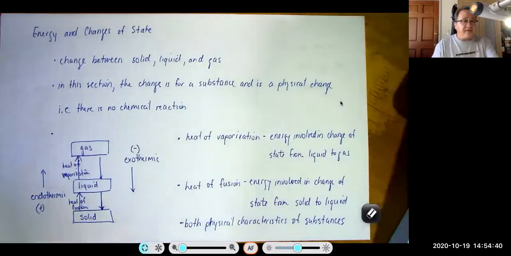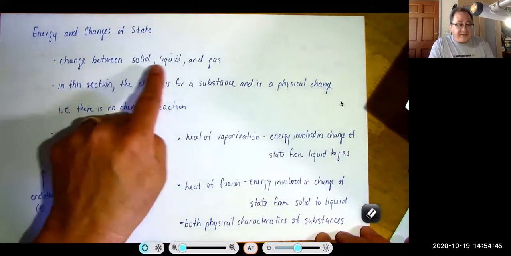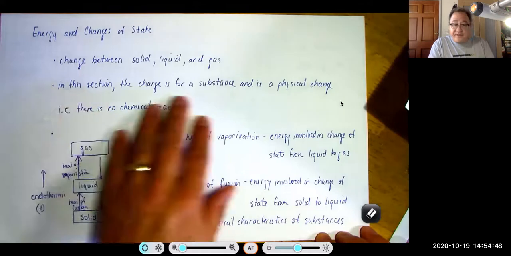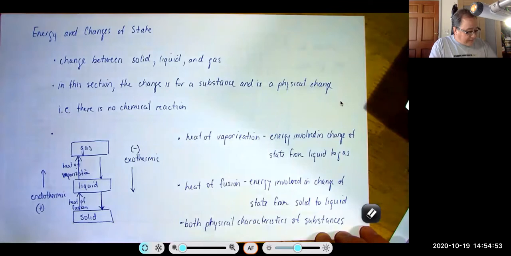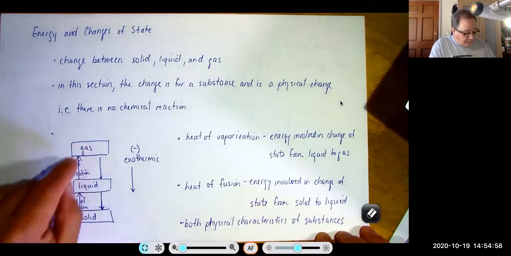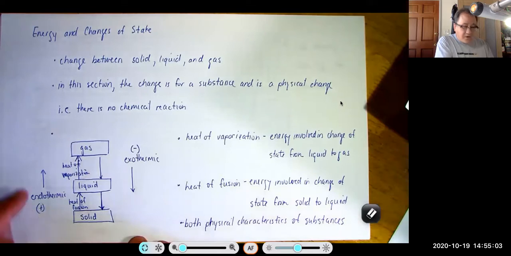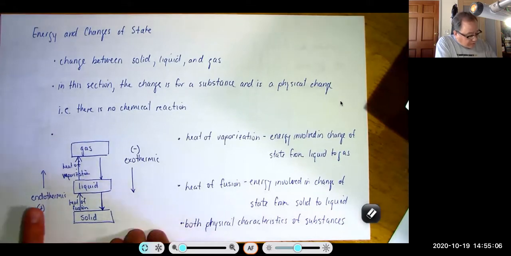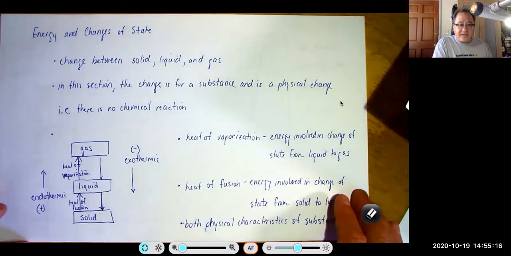So when we look at energy and changes of state, again, these are changes between solid, liquid, and gas. And it's for a substance, and it's a physical change, and there's no chemical reaction. So this is an example of the change we're talking about, going from a solid to a liquid, or a liquid to a gas, or vice versa, gas to a liquid, or a liquid to a solid. Now I've added some little markers on the side here so that you can see that when we go in this direction from a solid to a liquid, that's endothermic. You have to put energy in. So that's plus. So when you go from a solid to a liquid, it's an endothermic change.